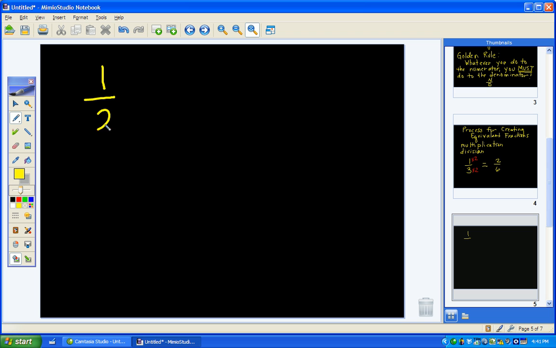Let's say we had the fraction 1/2 and I want to create an equivalent fraction. I can pick any number I want to multiply the numerator and the denominator by, and I will get an equivalent fraction. So I'm going to pick 4 this time. So I'm going to multiply both the numerator and the denominator by 4. So 1 times 4 equals 4. 2 times 4 equals 8. So 1/2 is equivalent to 4/8.